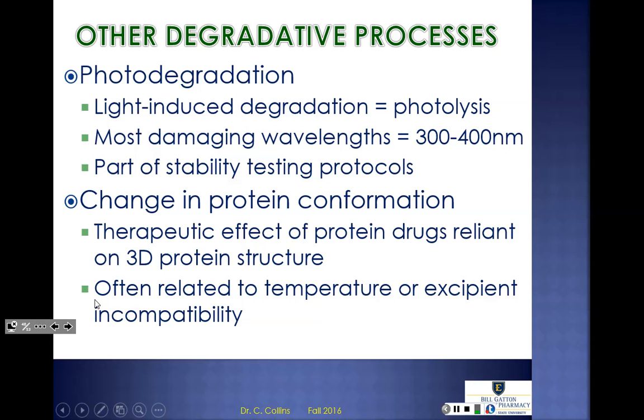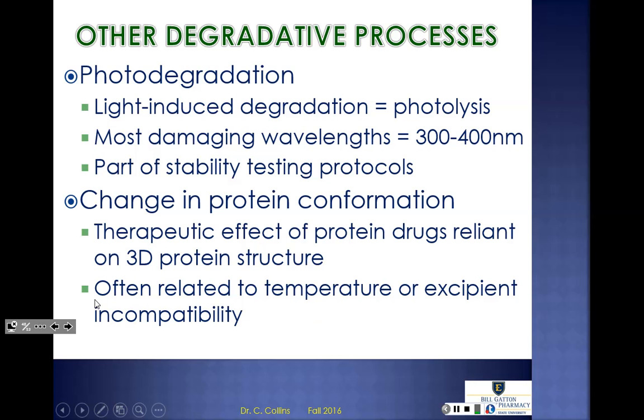Most things aren't photosensitive, but for those things that are. And since you don't want to have two different types of containers, I've also seen some green ones which also do the same thing. They block out similar wavelengths. So the most damaging in the 300 to 400 nanometer range. And companies, when they're storing things and they're doing stability, this would be part of their protocol. They would have things in clear containers as well as light-resistant containers to measure.